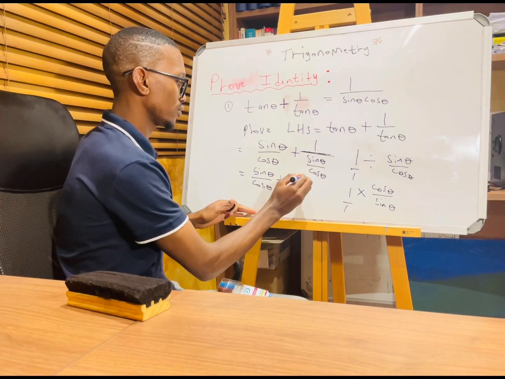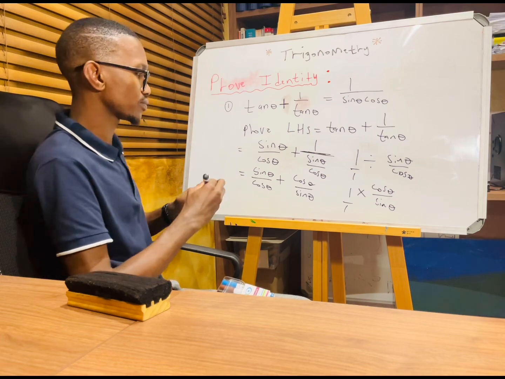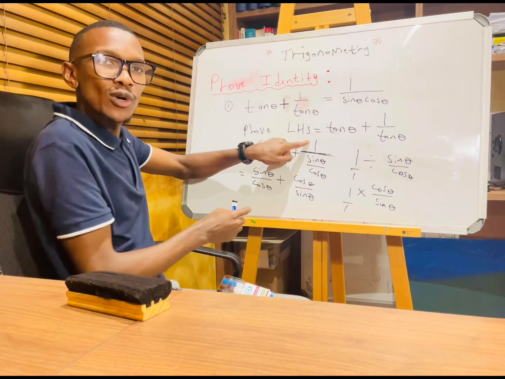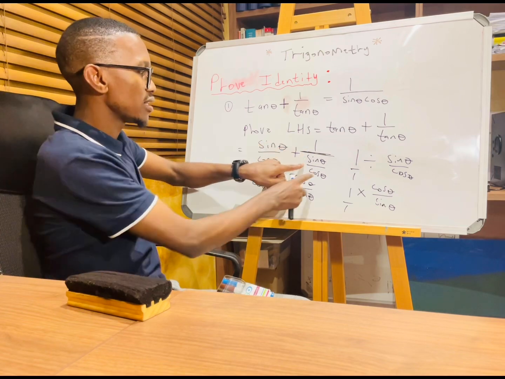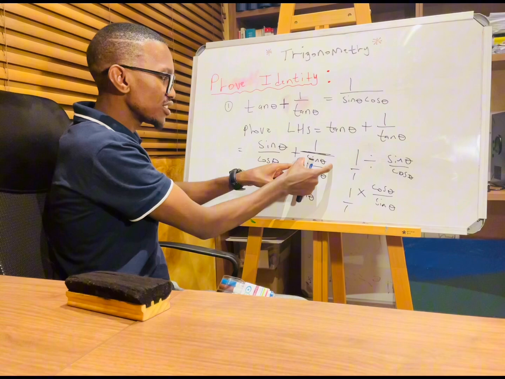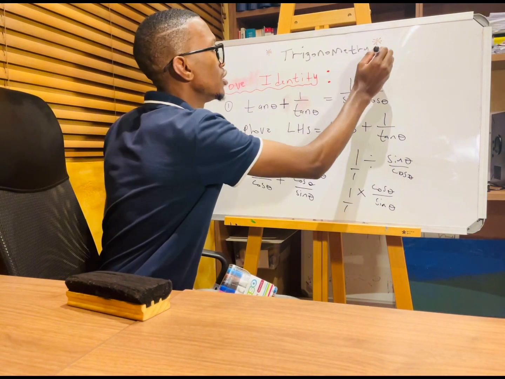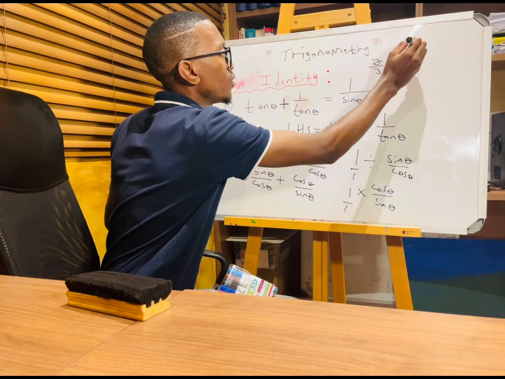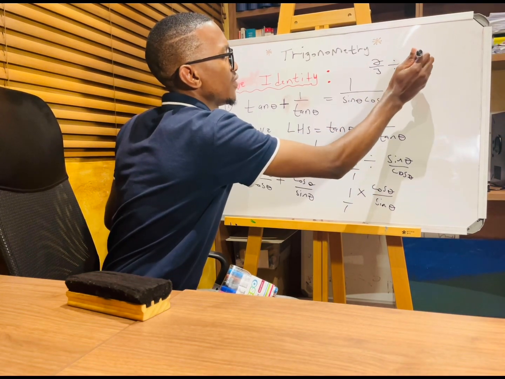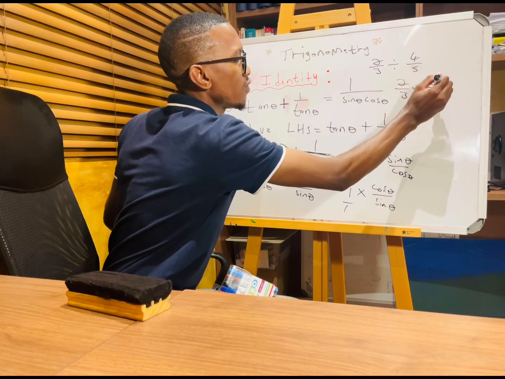So I'm going to have cos theta over sine theta. Do you see what I've done there, guys? It was 1 divided by this whole fraction, which is the tan theta. So I had to change this because it's 1 divided by this whole thing. It's like when you're having 2 over 3 divided by 4 over 2. No, let's just say 5. This is the same as 2 over 3 times 5 over 4.